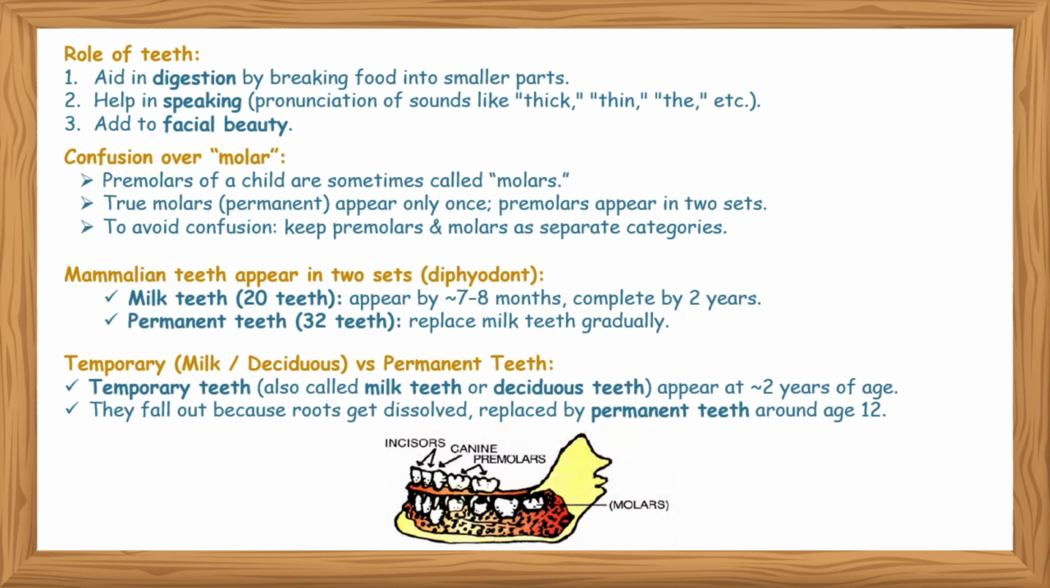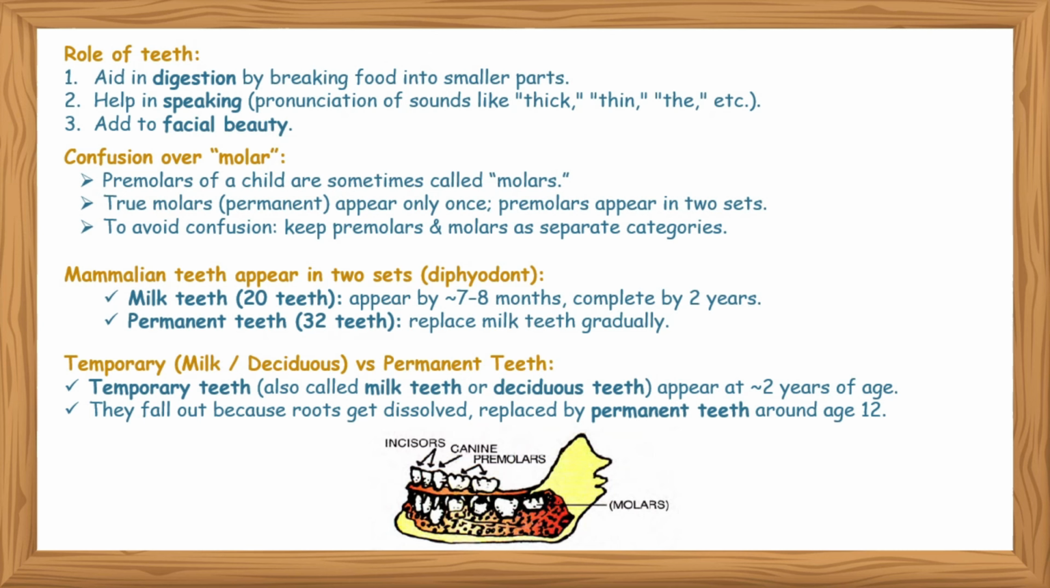Role of teeth: it helps in digestion by breaking food into smaller parts. It helps in speaking, pronunciation of sounds like thick, thin, the, etc. It adds to facial beauty. Confusion over molars: premolars of a child are sometimes called molars. True molars are permanent and appear only once. Premolars appear in 2 sets. To avoid confusion, keep premolars and molars as separate categories.